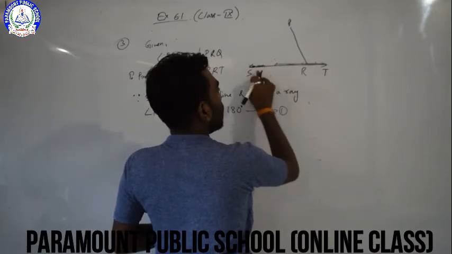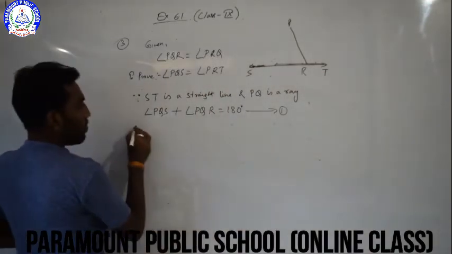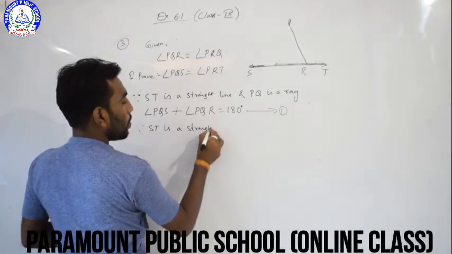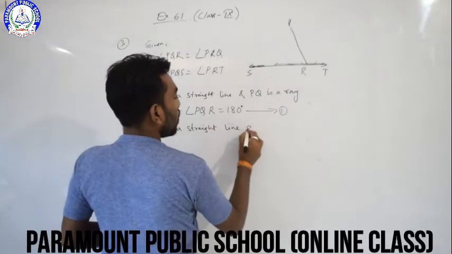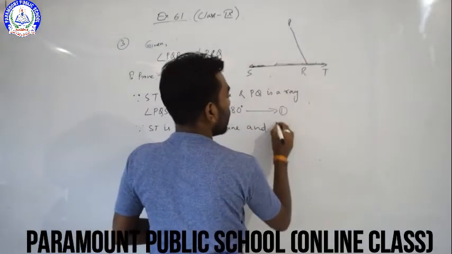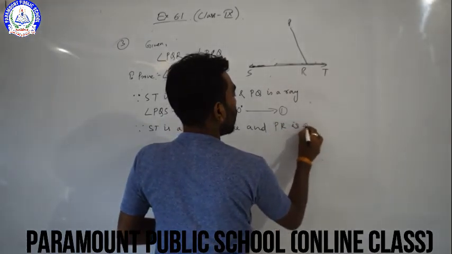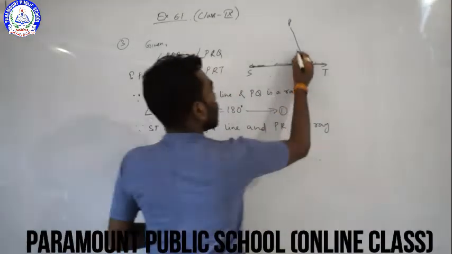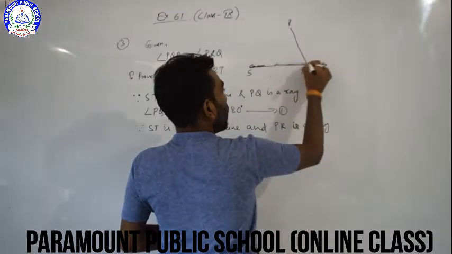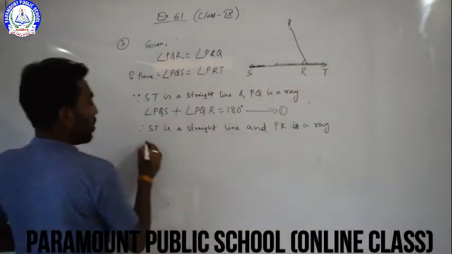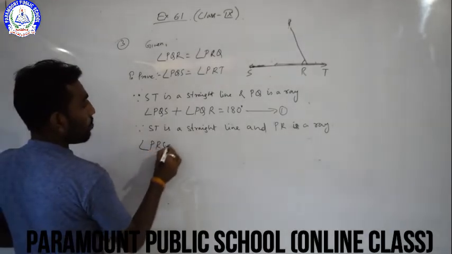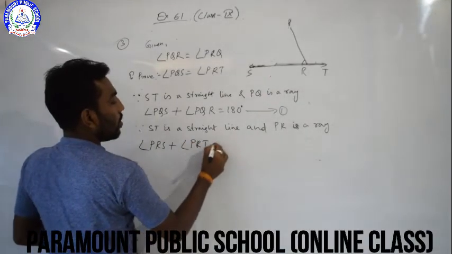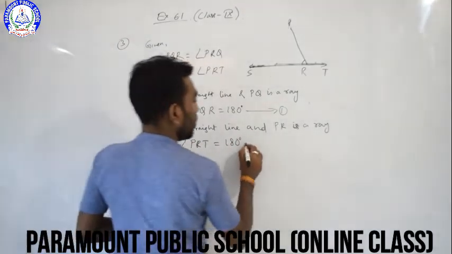Now again you can see ST is a straight line. Since ST is a straight line and PR is a ray, we can tell this angle plus this angle is equal to 180 degree. Angle PRS plus angle PRT is equal to 180 degree.